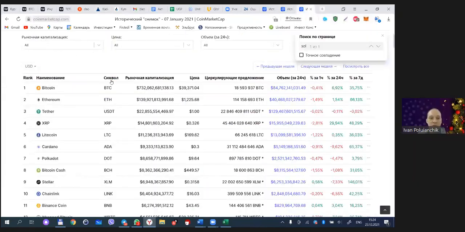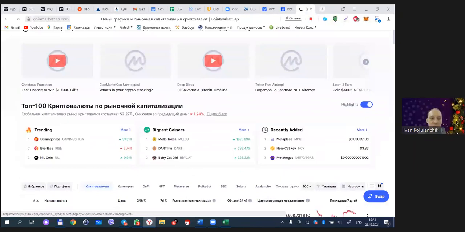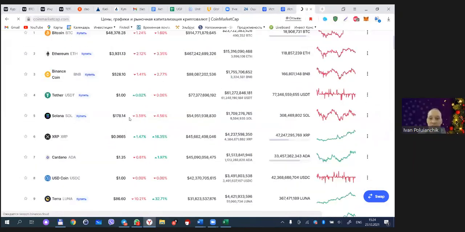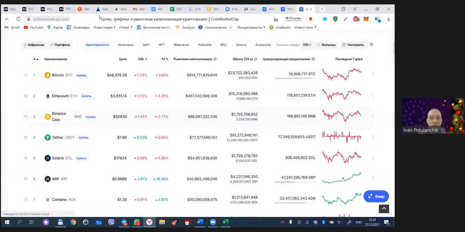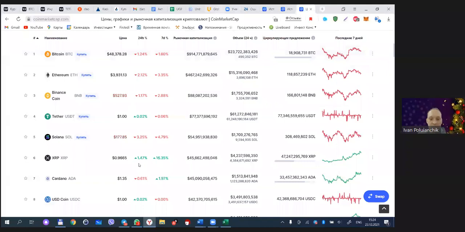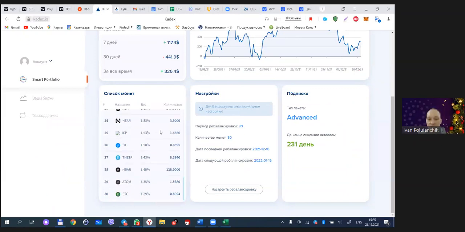And what do we have in the market right now? Let's take a gander. Bitcoin, Ethereum, Binance coin, Tether is excluded, Solana, XRP, Cardano. And let's find them here. Here they are, Solana, XRP, Cardano. Well, it needs to be rebalanced because the last rebalancing was made on the 16th of December. But as of the 16th of December, Cardano was second and XRP was higher than Cardano.